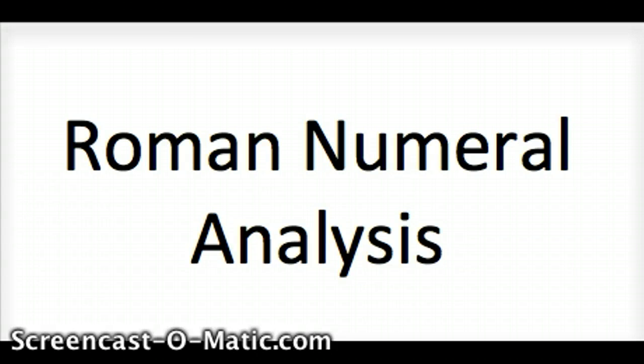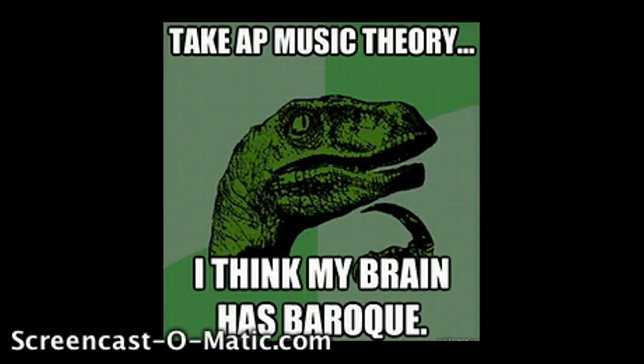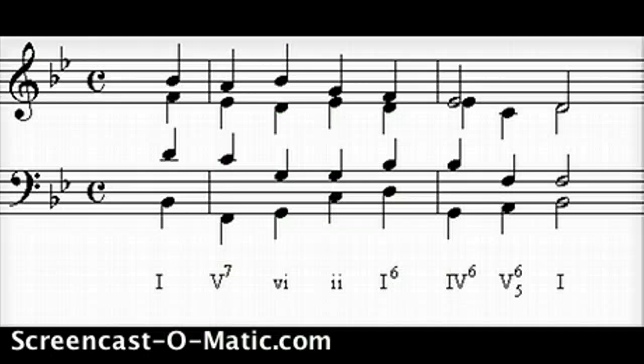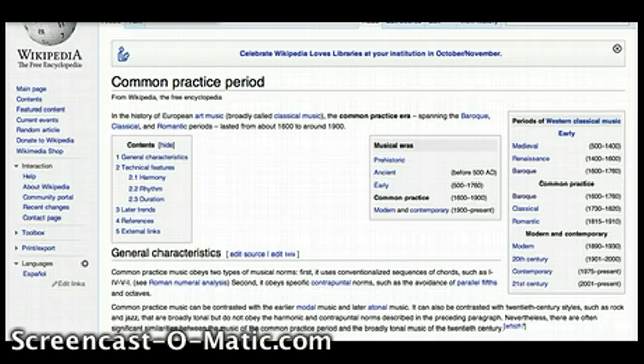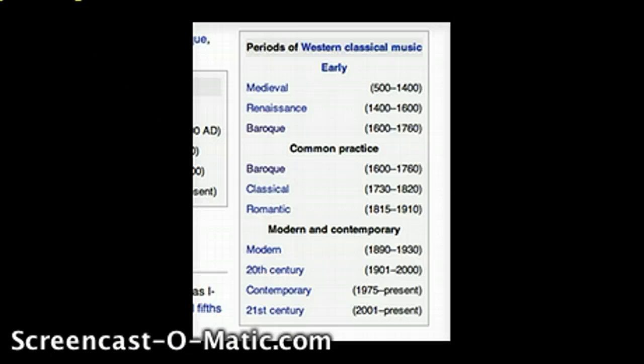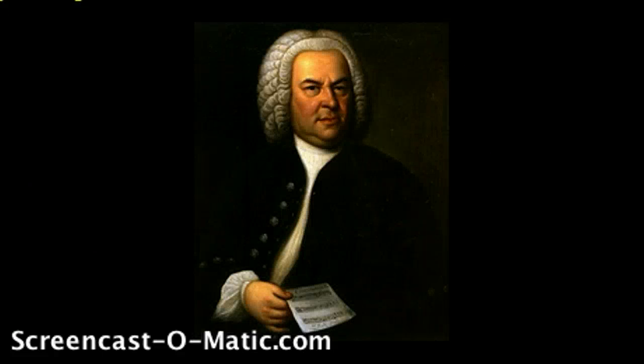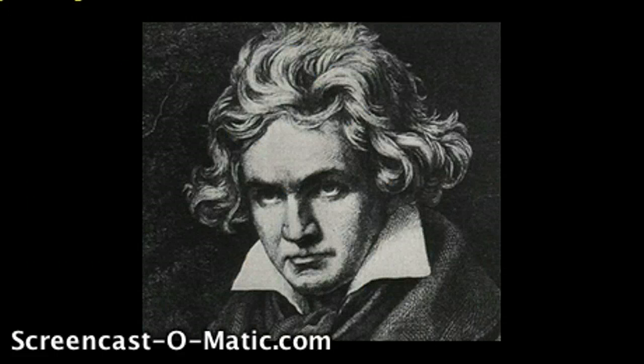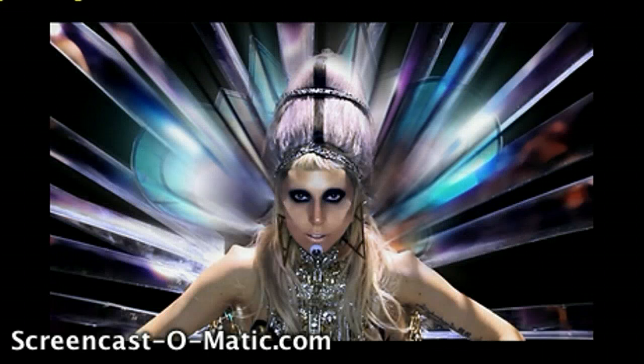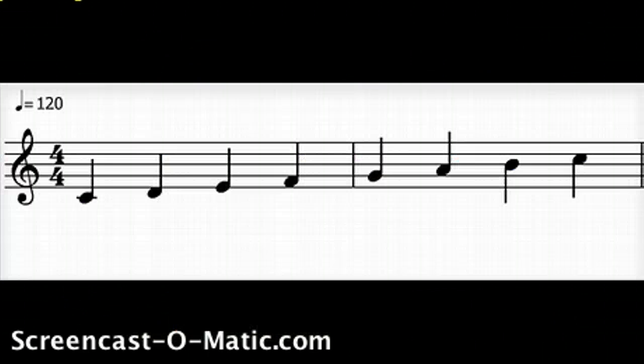Roman numeral analysis. It is one of the most important skills in AP music theory. It's where we use Roman numerals and symbols to indicate what chords the composer has used. It should be mentioned that this type of analysis works best in the common practice period. That's the period from the Baroque through the Romantic. It works best with composers like Bach or Beethoven. You can even use it with pop music, but it won't make as much sense.